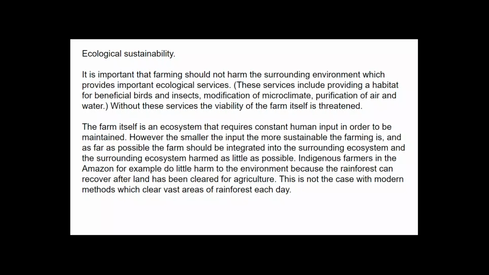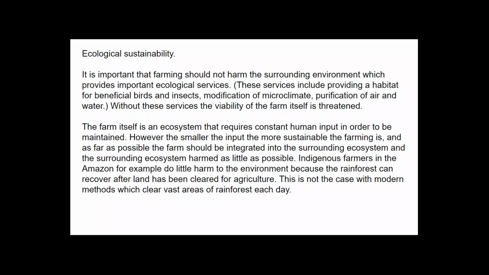But while we're talking about that, we should also remember the farm itself is an ecosystem that requires constant human input in order to be maintained. However, the smaller the input, the more sustainable the farming is. That's important. We need to do farming where the input we put in is very small.